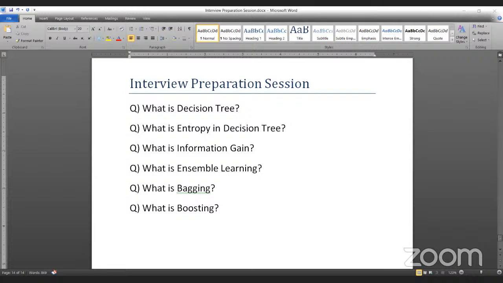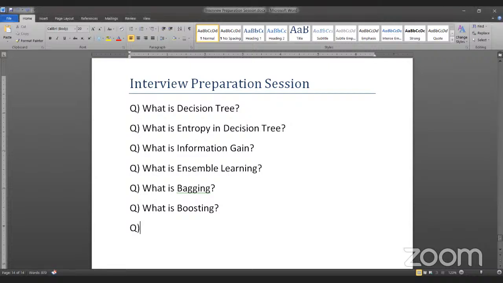Now coming to the next question, what is stacking? This is also an ensemble method.